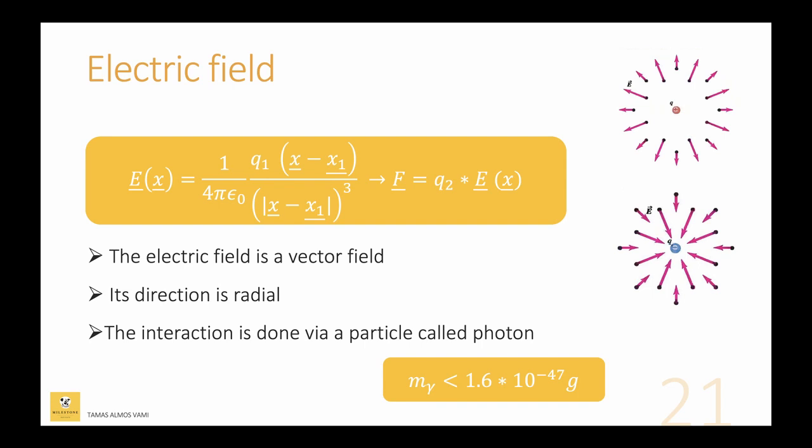One interesting fact is that this interaction happens almost immediately due to the fact that the photon is thought to be a zero mass particle. However, experimentally, we can only prove that the mass of the photon is less than 1.6 times 10 to the power of minus 47 grams. If you're interested in this experiment or these results, I'm happy to send you the paper about it.